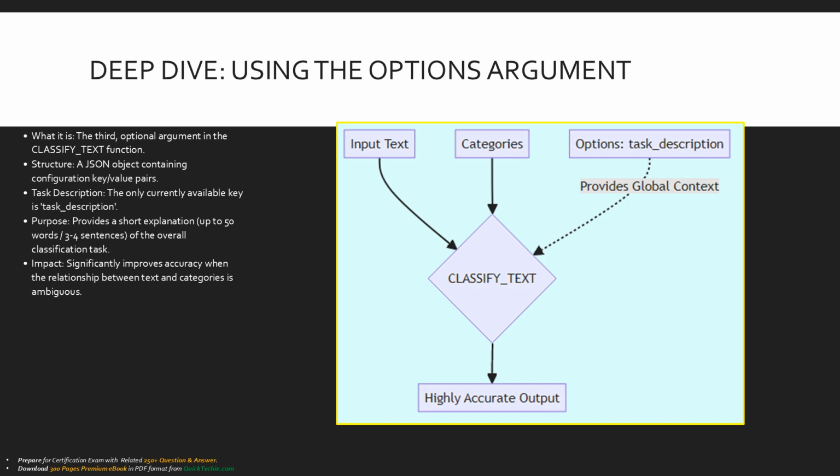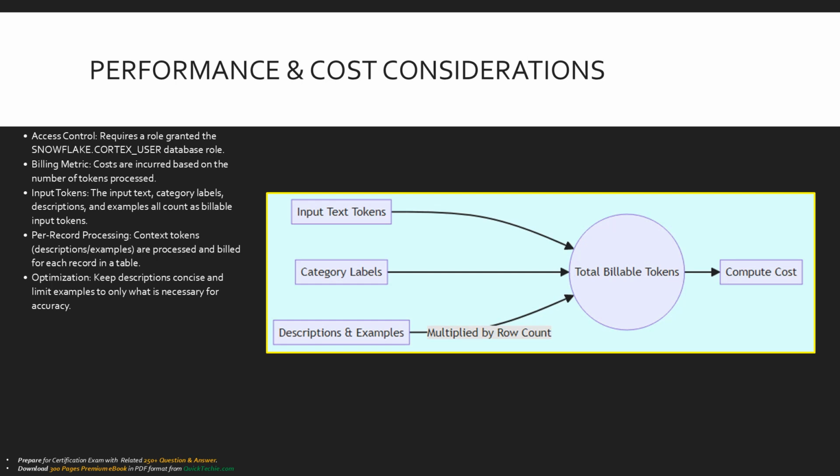It acts as a lens through which the LLM views the text and the categories, ensuring the final output aligns perfectly with your specific business intentions. As senior data professionals, we must architect for both accuracy and cost efficiency.